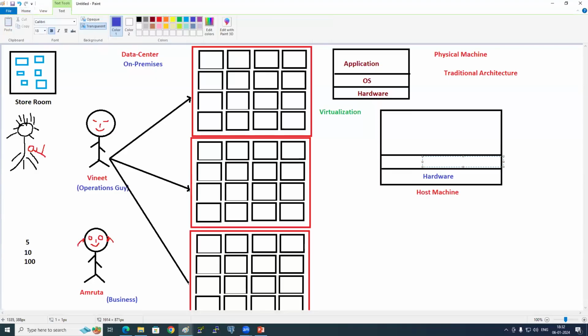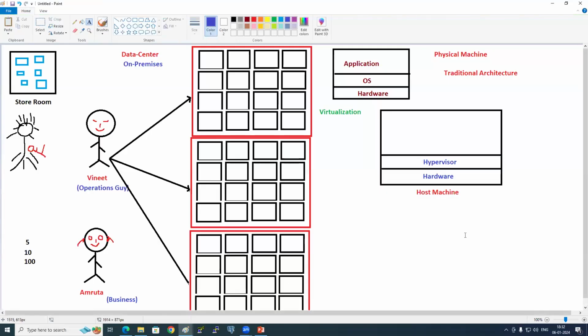What is a hypervisor? It's a virtualization layer. If someone asks you what is a hypervisor, what do you say? It is a virtualization layer. Have you heard of this company called VMware?